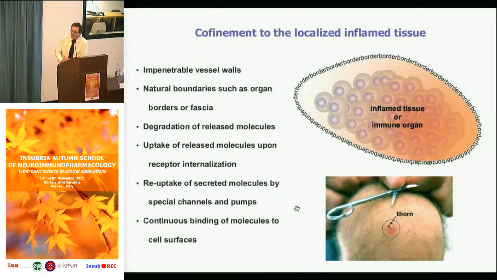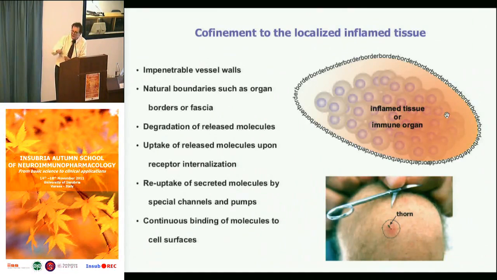Usually, inflammation, and this can be nicely shown with the thorn of a rose in the skin, makes a very confined inflammatory response. You have borders around the inflamed tissue with impenetrable vessel walls. Most often they are very dense, with natural boundaries, such as organ borders or fascia, so they are kept away from each other. There is degradation of the released molecules. A good example of this here is TNF, tumor necrosis factor.